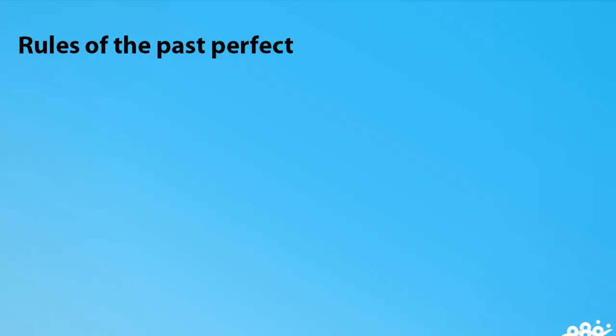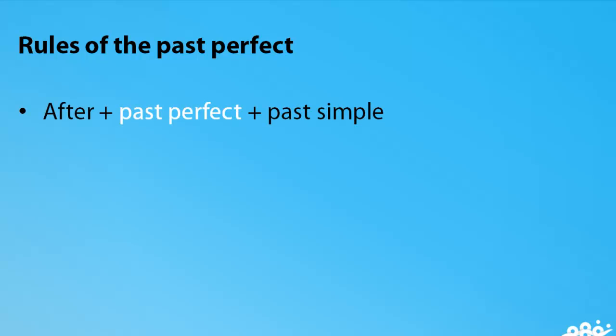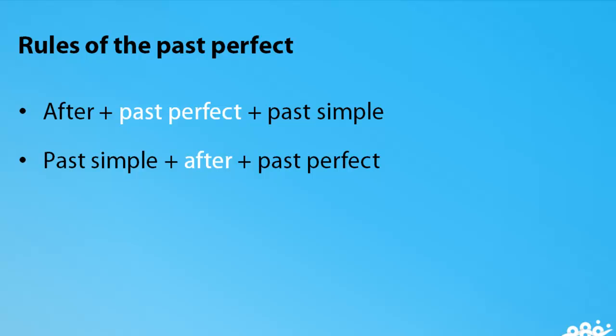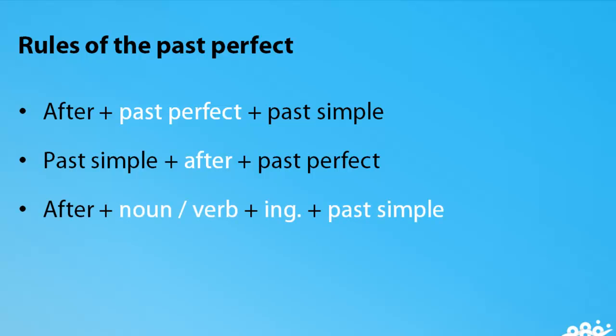Rules of the past perfect. We use after followed by the past perfect and then past simple. Or we can use past simple, then after, and then the past perfect. We can also use after followed by a noun or a verb plus ing, and then the past simple. After equals as soon as equals when.